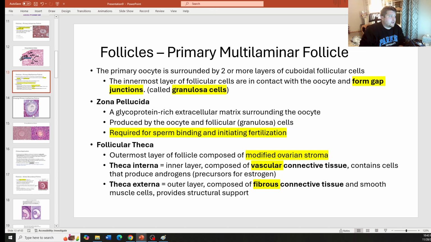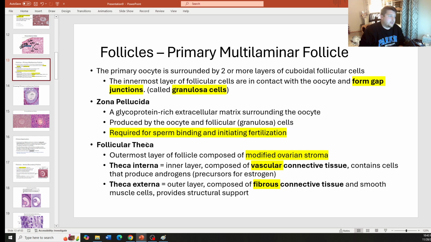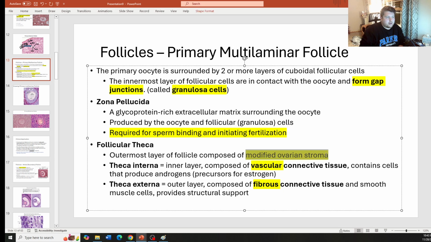Then we also have a structure called the follicular theca. This is composed of a modified ovarian stroma. Remember when we talk about stroma versus parenchyma? The stroma is going to be more of the connective type tissues, not the functional tissues. So we have the theca interna, which is made primarily of vascular connective tissues, and then the theca externa, which is composed of fibrous connective tissue.